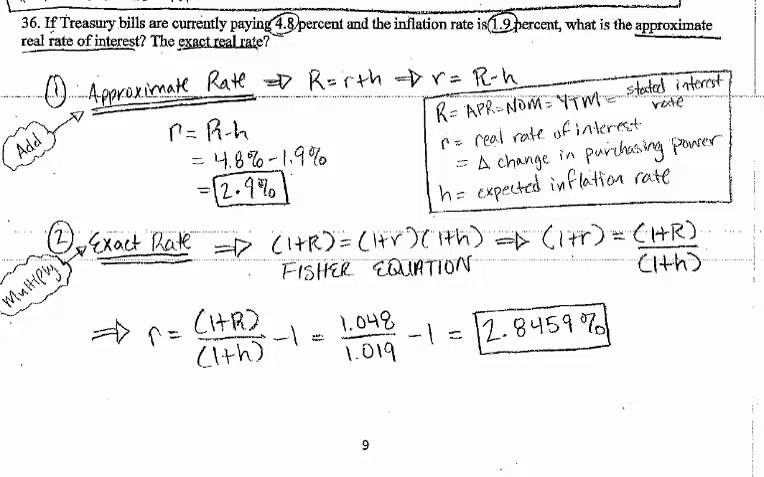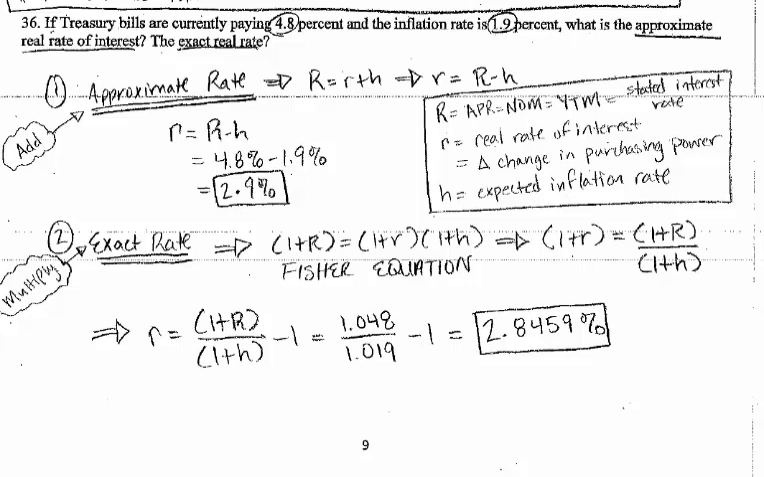The exact way is 1 plus big R equals 1 plus little r times 1 plus H. Notice there is no addition sign between those parentheses there for 1 plus R, and then there's no addition sign there. It's a product or a multiplication times 1 plus H. Okay, so you can rearrange this, and you get the equation below of little r is going to equal 1 plus big R over 1 plus H, all of that minus 1.